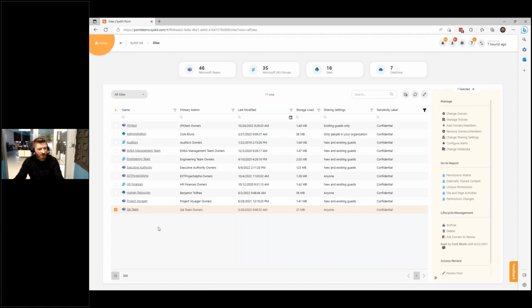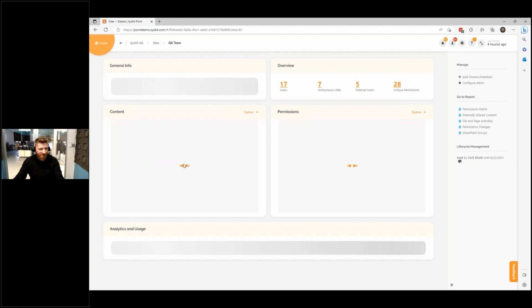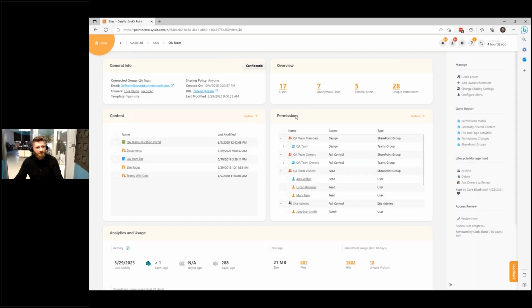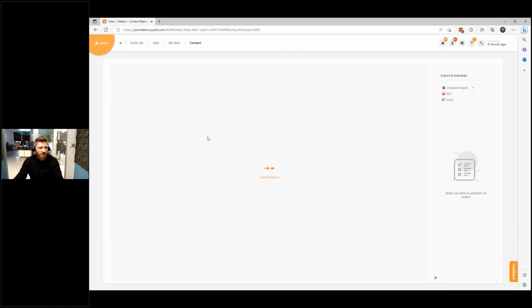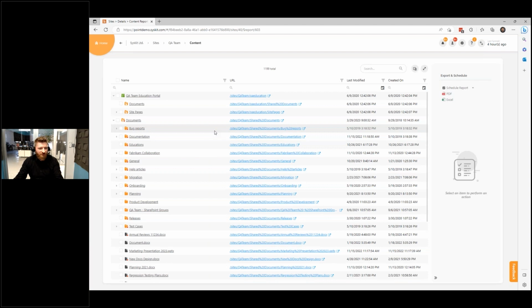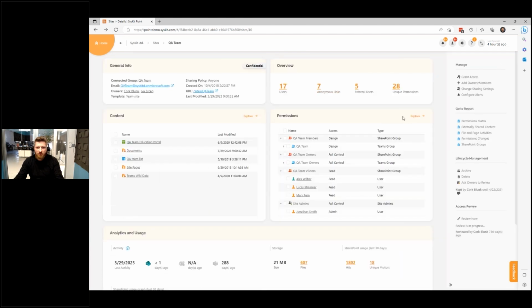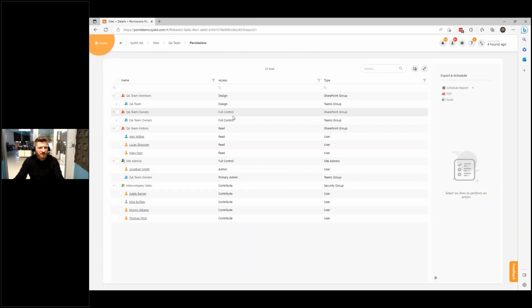Now that I have my focus area, let's quickly open this SharePoint site of the QA team. On the general info screen, I can see some useful information like who are the owners, what's the sharing policy, and of course my sensitivity label. I can very quickly explore the file and folder structure of that site, or I can check out the site level permissions that have been granted on the site.